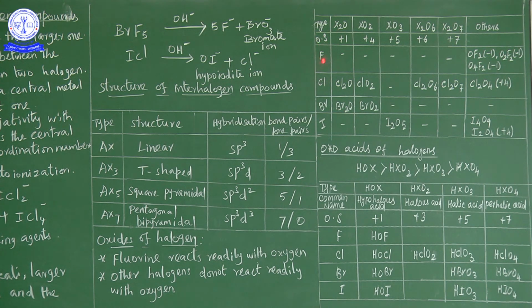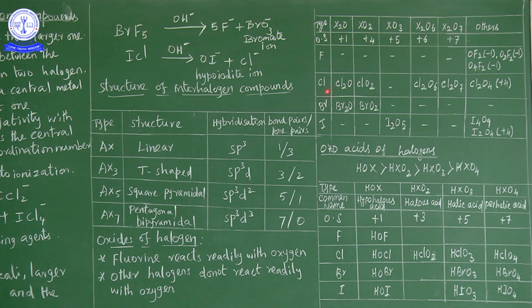Fluorine reacts with oxygen and forms difluorine oxide, difluorine dioxide, difluorine tetroxide. In those three cases, the fluorine is in the -1 oxidation state. And the second one is chlorine.